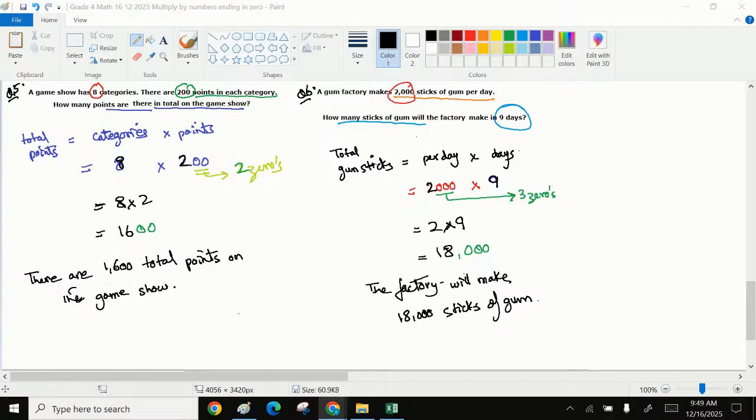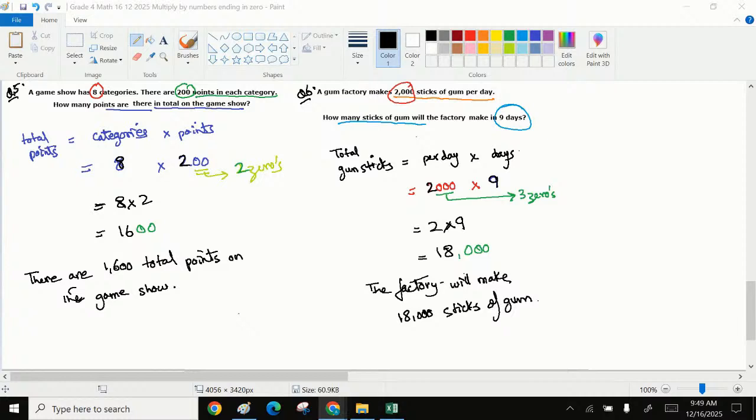The same question. The gum factory makes 2,000 sticks of gum per day. How many sticks of gum will the factory make in 9 days? We know that 2,000 multiplied by 9, right? We just did this question. It's exactly the same question. There are two options, 18,000 and 1680. So what should be the correct one? I think 18,000 should be the correct one. Okay, let's move on to the next question.